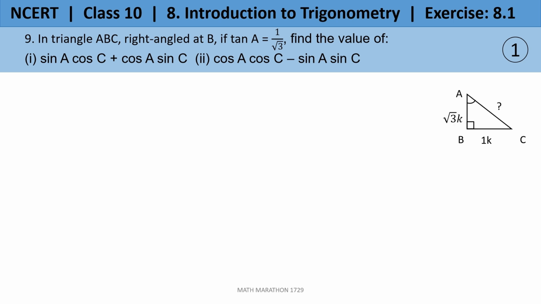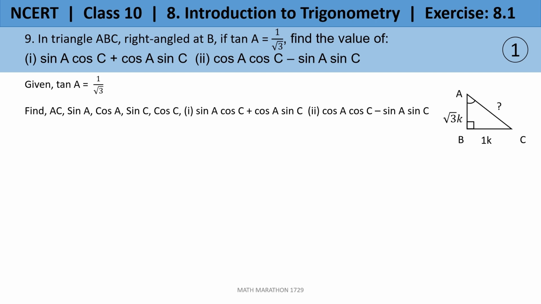I have drawn a triangle ABC, right angled at B. From the question, we have tan A is equal to 1 by root 3. We need to find AC, sin A, cos A, sin C and cos C. Section 1: sin A cos C plus cos A sin C. Section 2: cos A cos C minus sin A sin C.